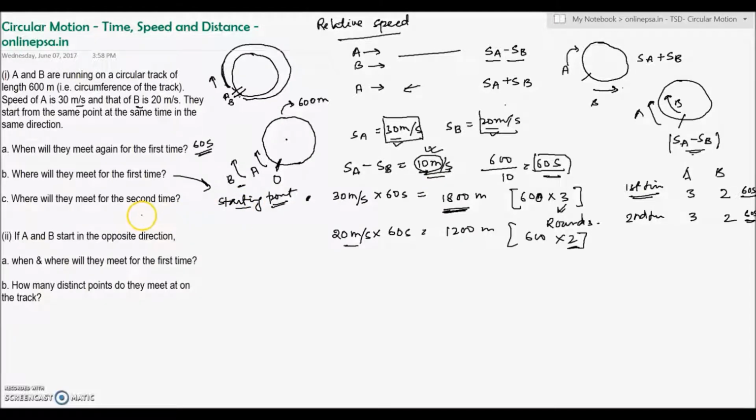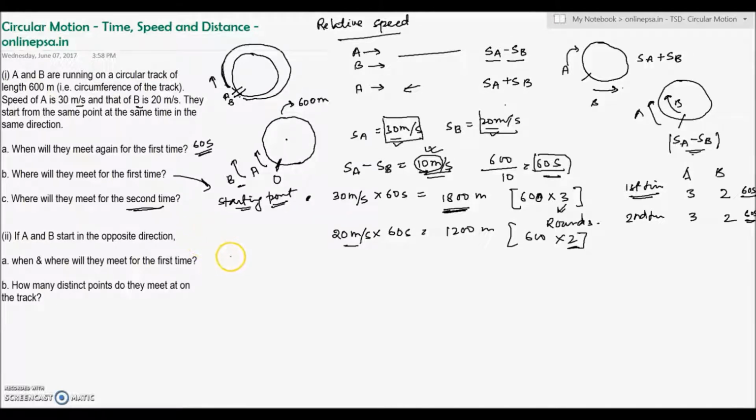What is the third question? Third question is where will they meet for the second time? So incidentally, we see that every time they meet at the starting point. Okay, let us see the next question.